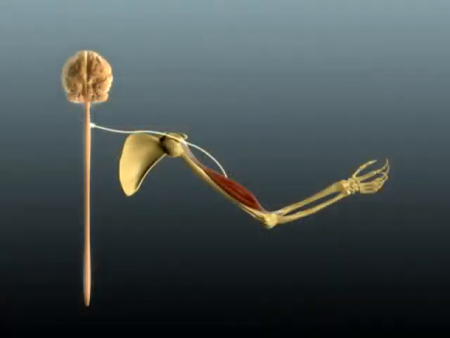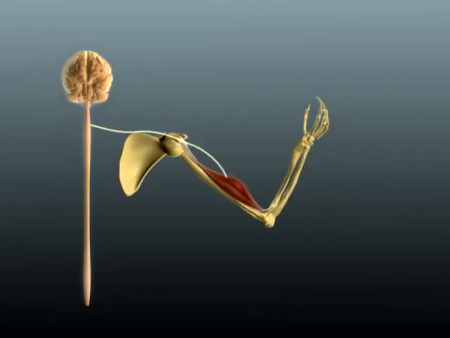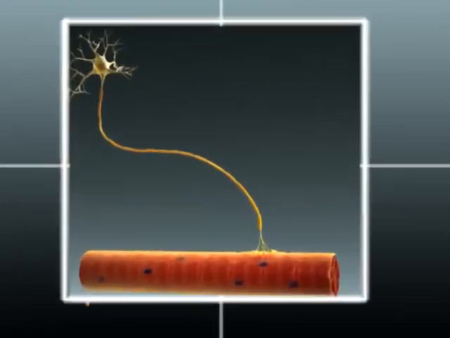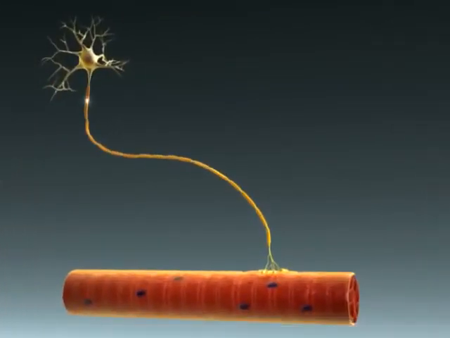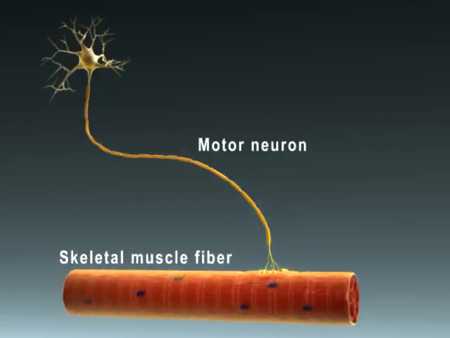Nerve impulses, also known as action potentials, travel from the brain or spinal cord to trigger the contraction of skeletal muscles. An action potential propagates down a motor neuron to a skeletal muscle fiber.